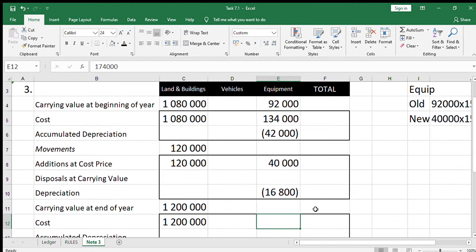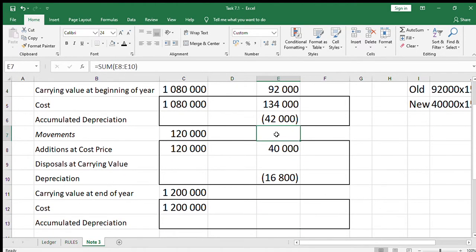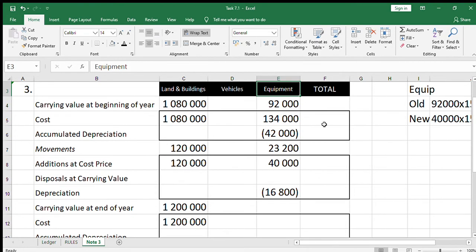Going back to number 3, we now can work out our movements. Movements will be additions minus disposals minus depreciation. There were no disposals for equipment, so it will just be 40,000 minus 16,800. The next thing is to work out the carrying value at the end of the year. We take the carrying value at the beginning of the year, 92,000, plus or minus your movements. In this case, it's plus, to give us our answer for the carrying value at the end of the year.